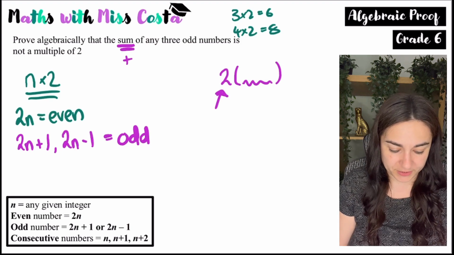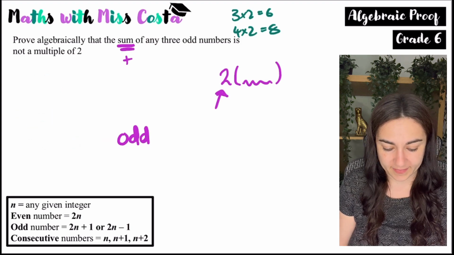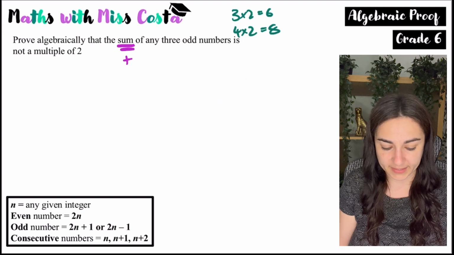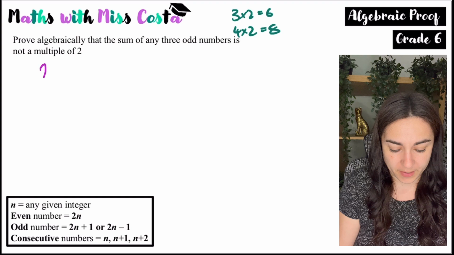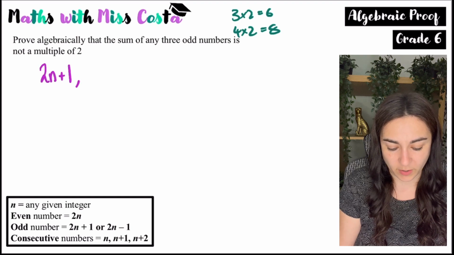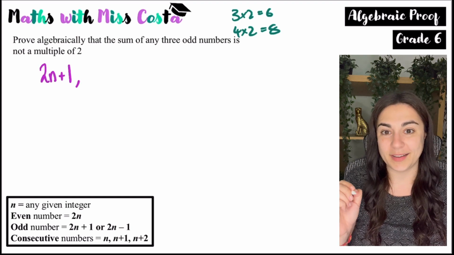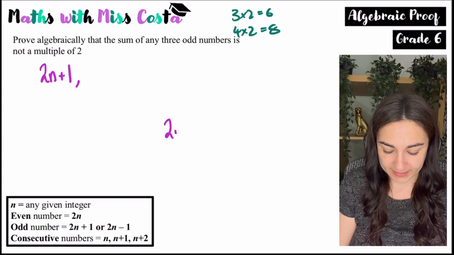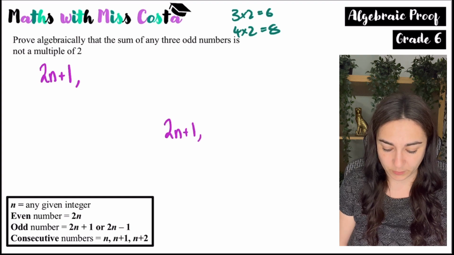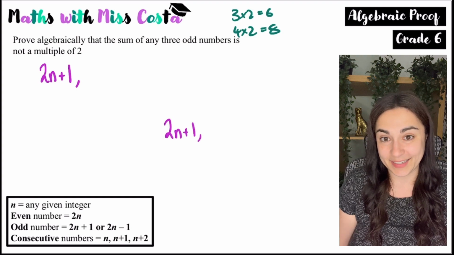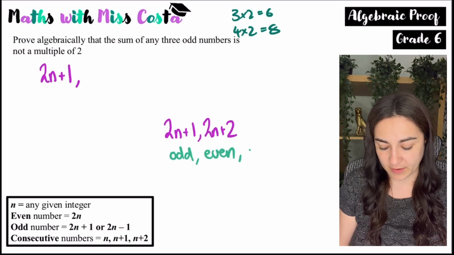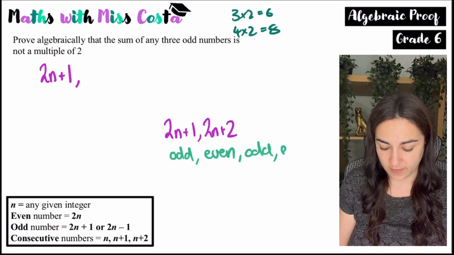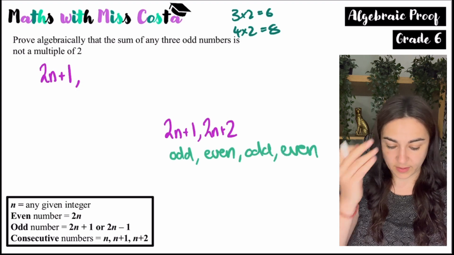So in this question, I'm being asked to prove algebraically that the sum of any 3 odd numbers is not a multiple of 2. So start with an expression for an odd number. I'm going to start with 2n plus 1. Now, this is where it gets a little bit confusing. So if this was my odd number, 2n plus 1, the next number would be 2n plus 2. But because when you have numbers, you have odd number, then you have even number, then odd, then even, and so forth.